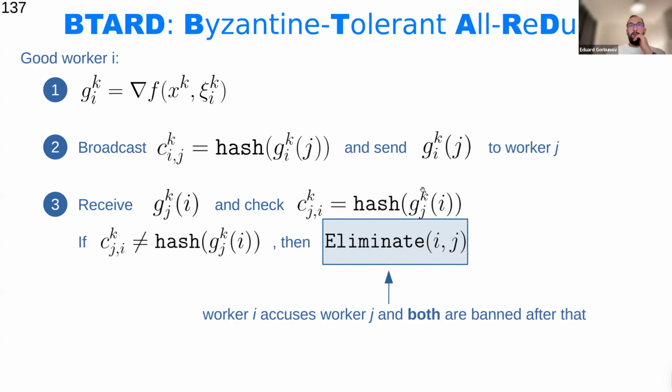Also, when we do a check of computations, let's say the one who checks the computation can also say that, okay, the hash is not the same as was claimed. So, for example, if a Byzantine does that, then we also cannot easily double check without recomputing that gradient. So that's why we also ban both.